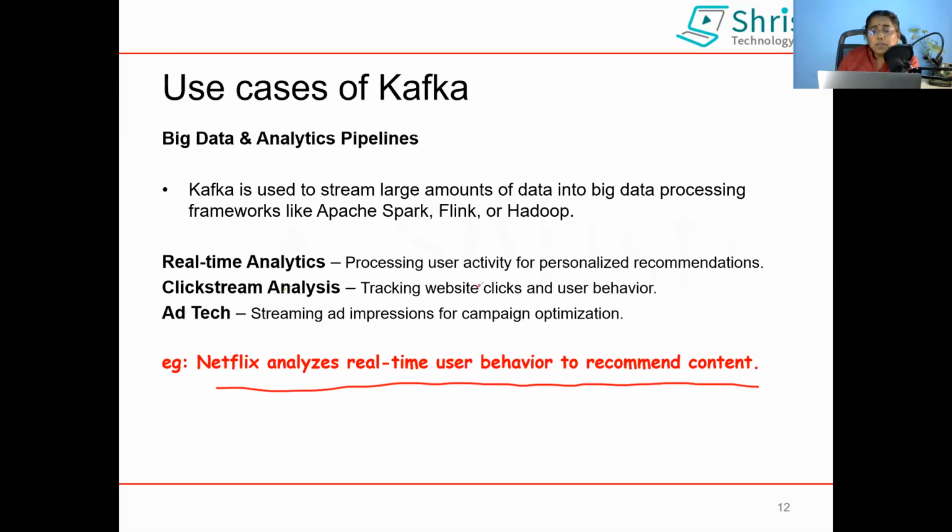In this one, processing user activity for personalized recommendations. This is done by Flipkart and Amazon. So based on your choice, based on your interest, it is going to show you those kinds of items. So how does it do that? The moment you take an action, all these are captured as events in the Kafka server, and now as a user we are going to consume it. Okay.